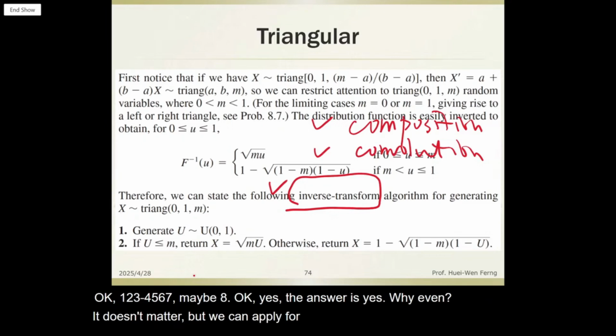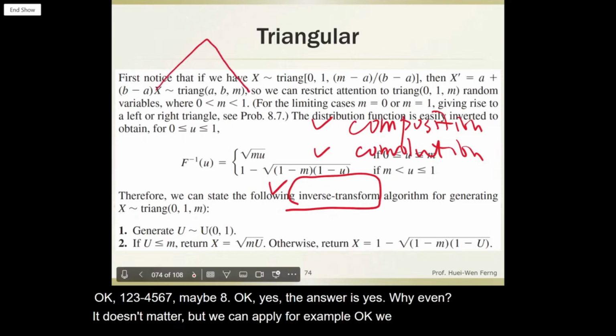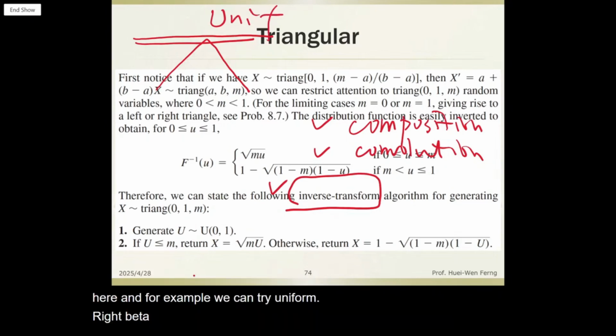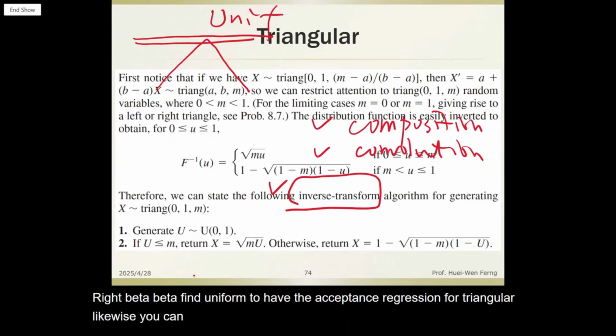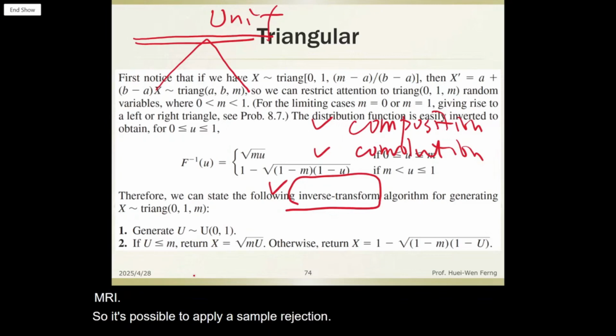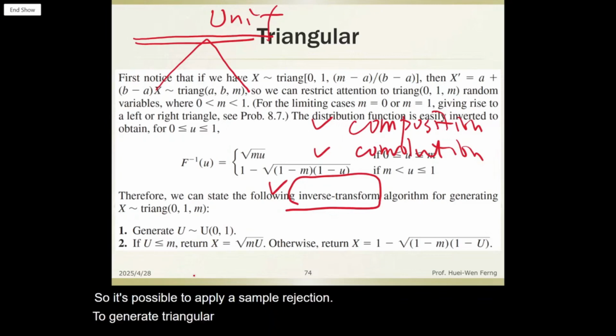For example, okay, we can have a triangular here. And for example, we can try uniform. Right? We can find a uniform to use for the substance rejection. For triangular, likewise, you can find uniform. Am I right? So it's possible to apply a substance rejection to generate triangular random variable. So it's okay. All right.